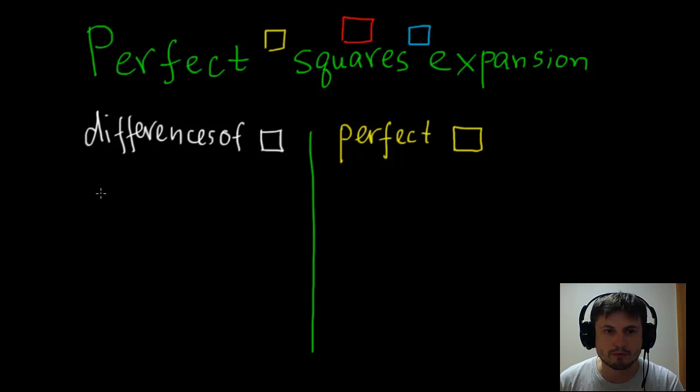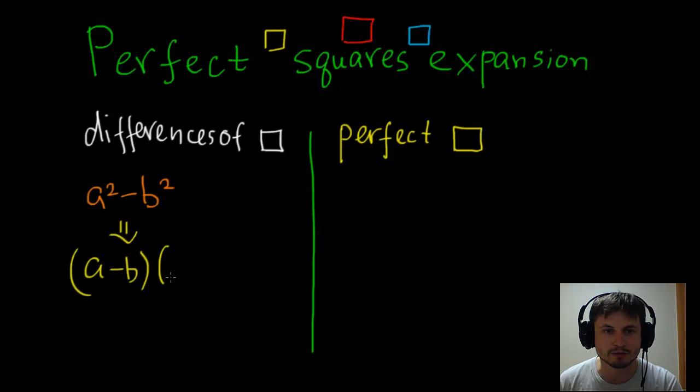Differences of squares refers to this type of relationship. So it's a squared minus b squared. Now perfect square is something different. And in the previous video I showed you that this actually equals a minus b times a plus b. So this is what we call differences of squares. Now however, perfect squares are a little bit different.